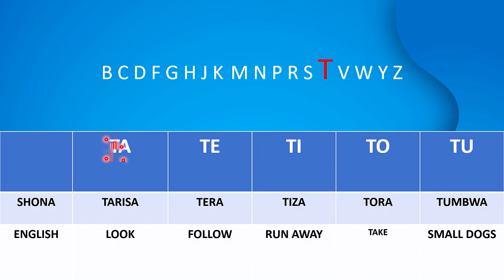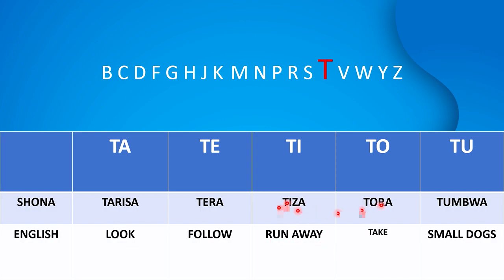Okay? Now giving you sample Shona words that start with this combination, for ta, we've got tarisa, tarisa. That's look in English. Tarisa. For te, we've got tera, tera. That's follow in English. Tera. For ti, we've got teaser, teaser. That's run away. Teaser.